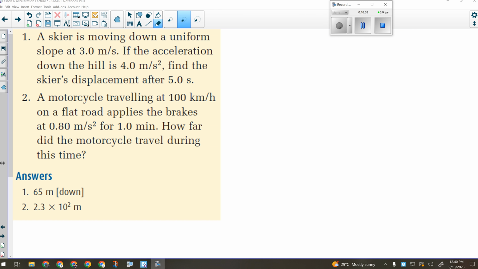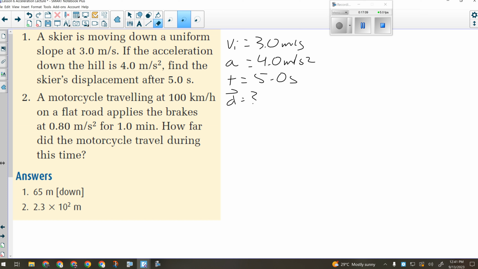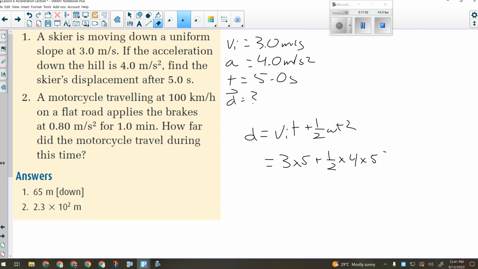I can just say that VI is going to be 3.0 meters per second, that the acceleration is 4.0 meters per second squared, and the time is 5.0 seconds. Looking for D. So all I have to do is plug into the formula for this one. VI times T plus 1/2 AT squared. So we've got 3 times 4 plus 1/2. Whoops, sorry, not 4, 5. 3 times 5 plus 1/2 times 4 times 5 squared.